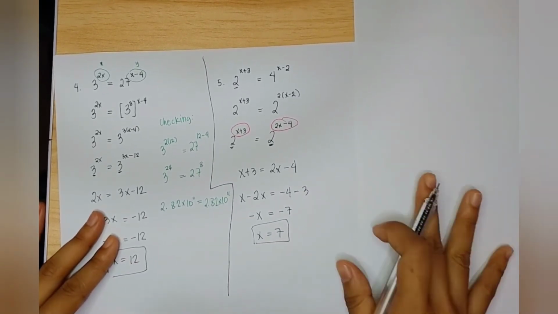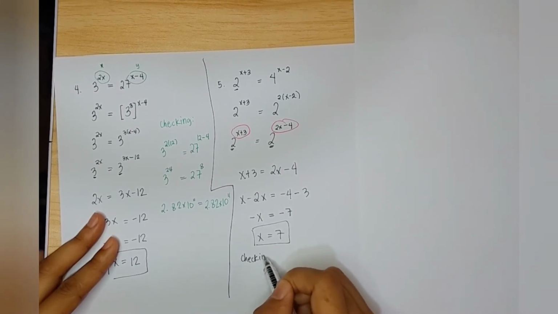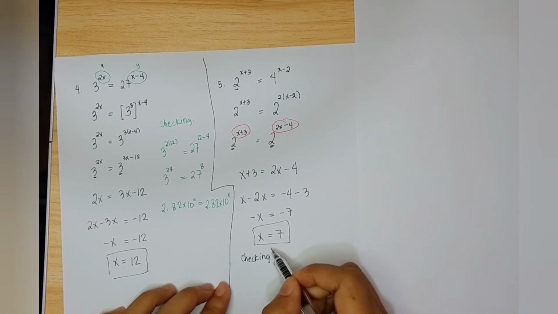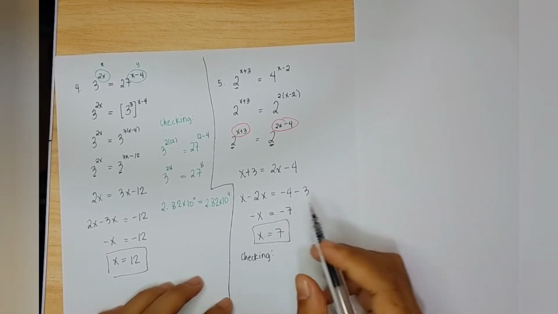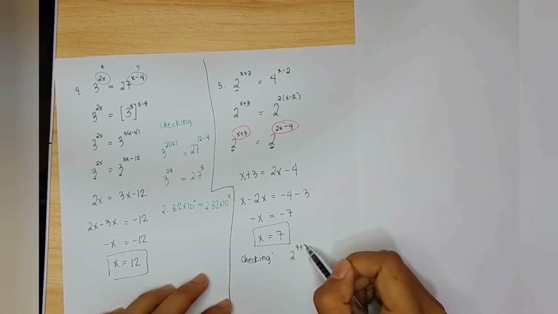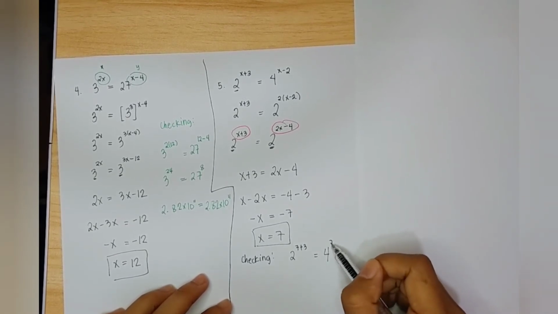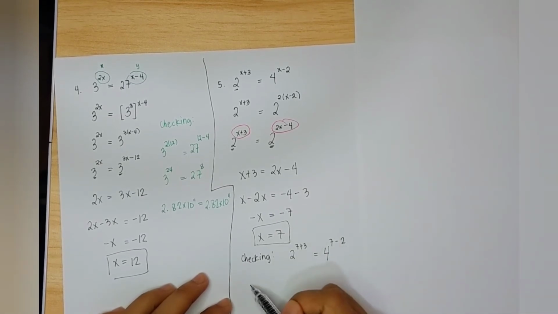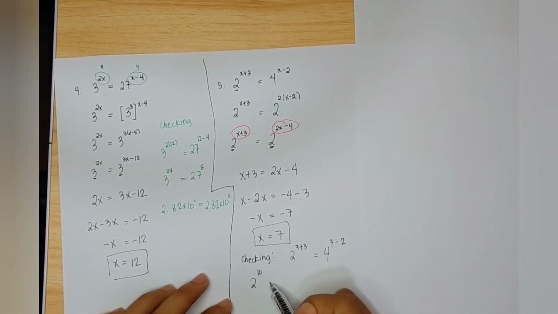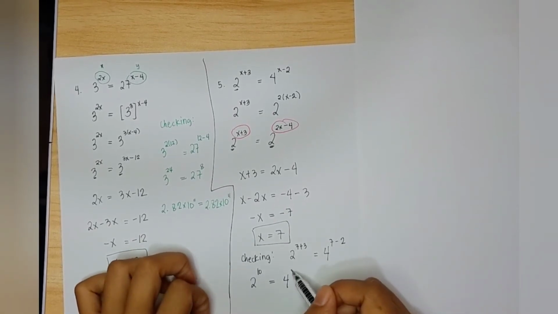Okay, let's try to do some checking. So, checking tayo. We have here, substitute natin yung value ng 7. So, we have 2 to the 7 plus 3 is equal to 4 to the 7 minus 2. This is 2 raised to the power of 10 is equal to 4 raised to the power of 7 minus 2, that is 5.